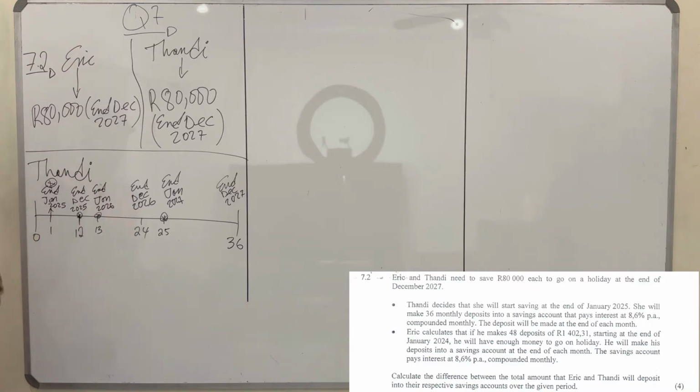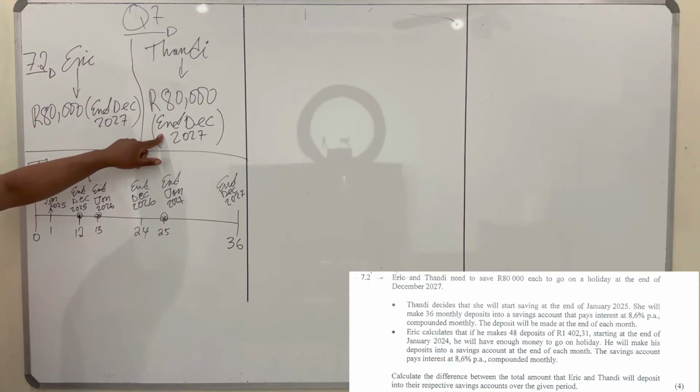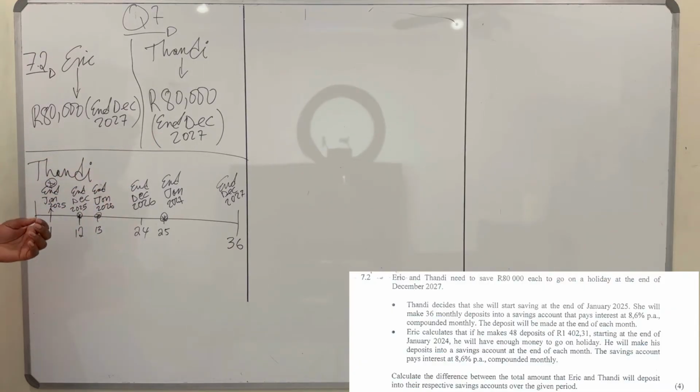Let me repeat it. So Tandy needs 80,000 at the end of December 2027. Right? No problem. Then what they're saying now is she starts saving at the end of January 2025. And she's going to make 36 monthly payments into that savings account. And each payment will be made monthly, which means she will make payments over a period of 36 months.